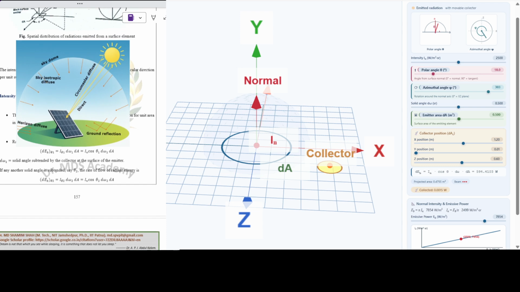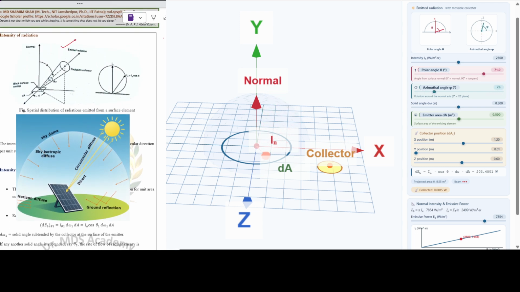See in the line diagram here, all the variables are shown in the figure. This is our collector and this is our emitter with area dA, d omega is our solid angle, and theta is the angle at which the collector is oriented from the normal line. Below you will find one application.